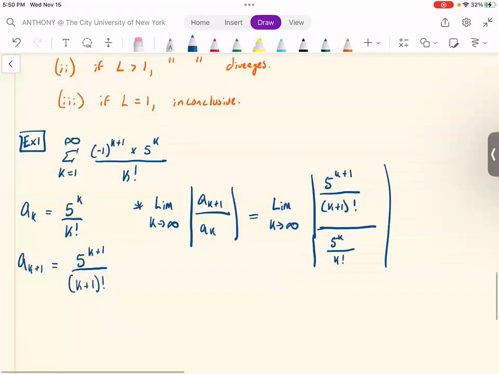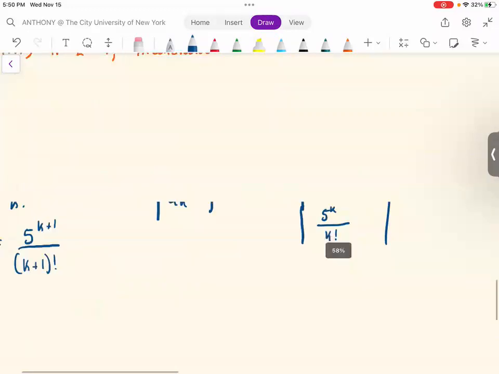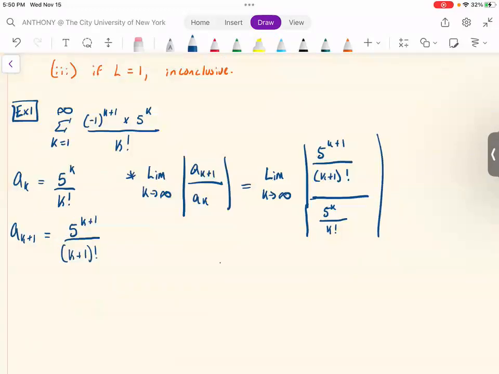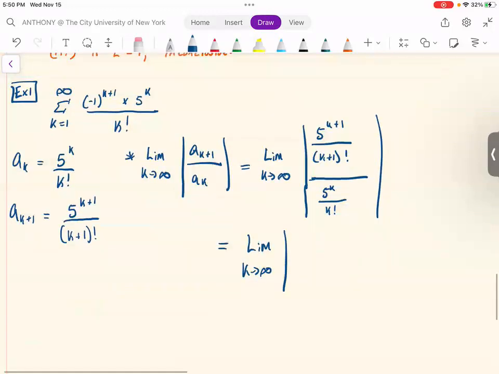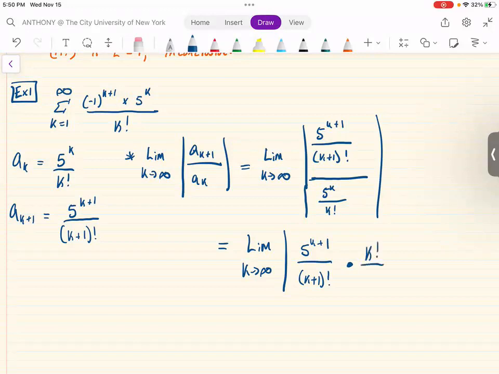Okay. Now we have to compute this limit. Oops, sorry. I have to do some simplification inside of that absolute value. The first part, I'm going to leave alone for now: 5 to the k plus 1 over k plus 1 factorial. I'm going to change division to multiplication and multiply by the reciprocal, which is k factorial over 5 to the k.